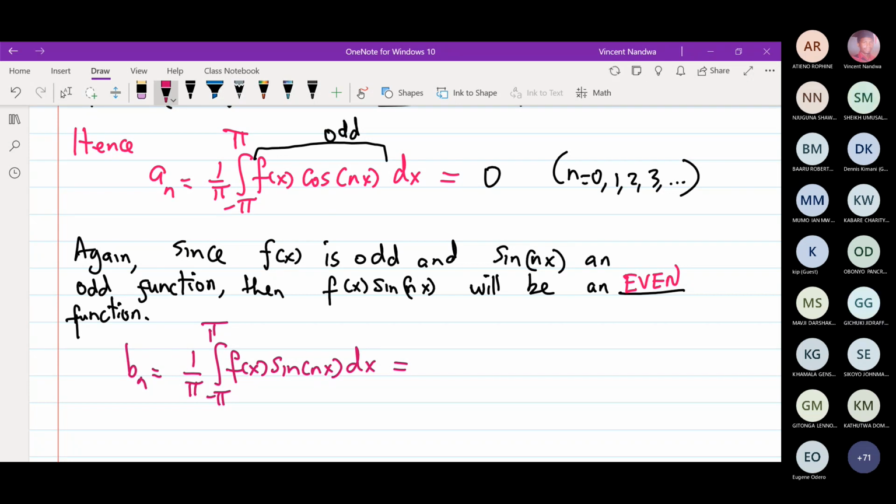Two over pi. And we now get from 0 to pi, the same function. Yes. Correct.